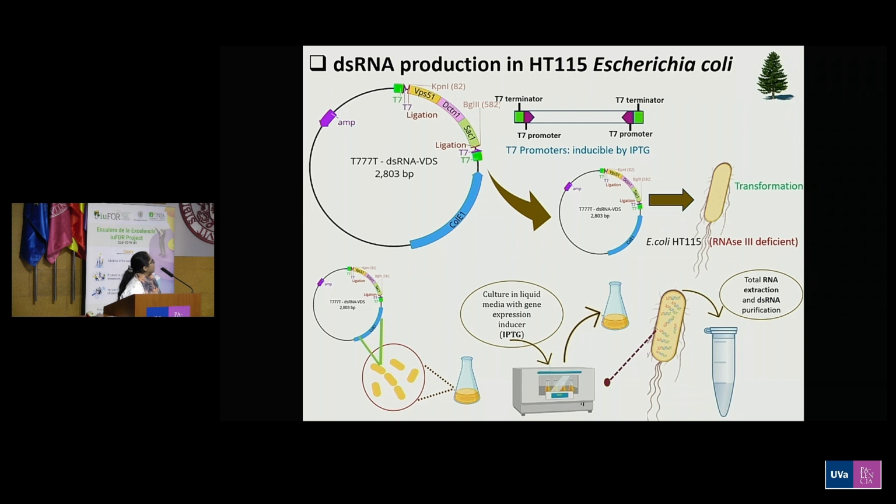And then we introduce it into E. coli, and E. coli is basically RNase III deficient. It means it's not going to chop up our dsRNAs. We have the intact dsRNAs. Well, after that, we have to produce it in bulk quantity because we need to apply it to our different plant materials. So for that, we do it in LB culture, and after that we extract the total RNA, and from the total RNA we extract the dsRNAs, because we have a lot of types of RNAs, so we have to purify these dsRNAs.